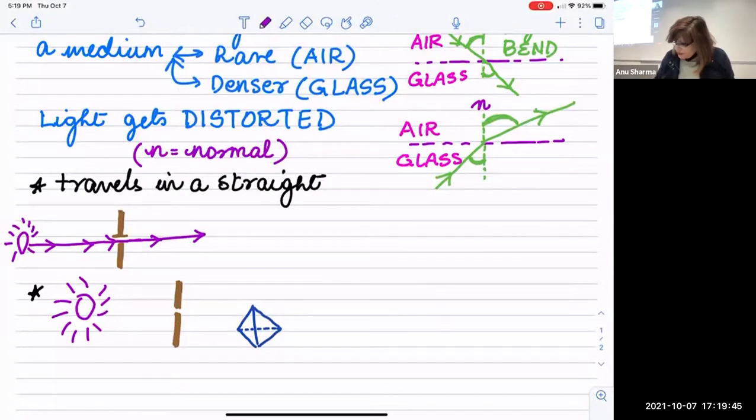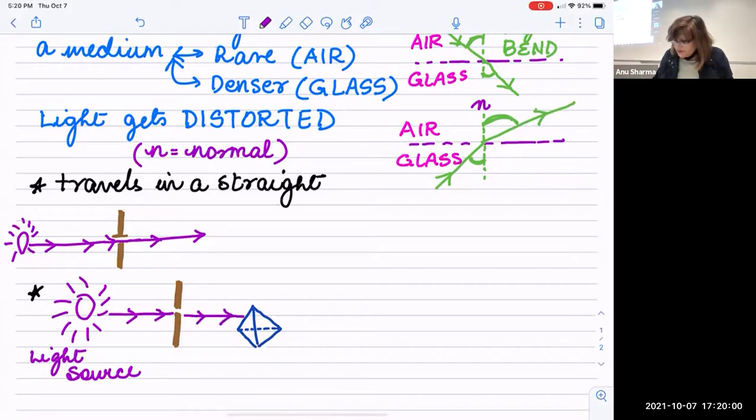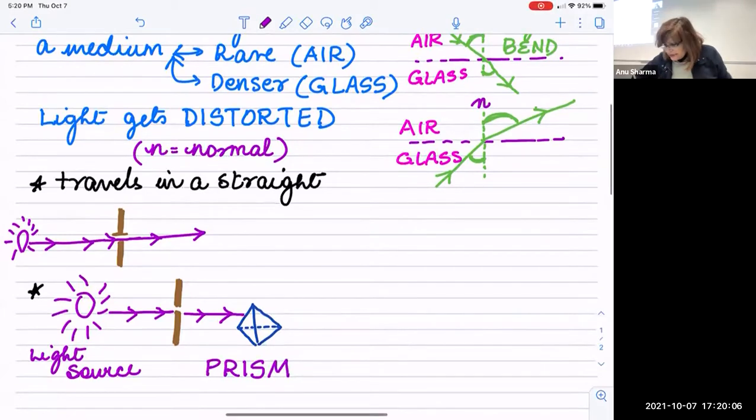comes from the sun or from a light source, and the sunlight passes through this hole, this small slit, it falls on the side of the prism. This is prism, P-R-I-S-M, prism. So what happens? This light breaks up into 7 colors.